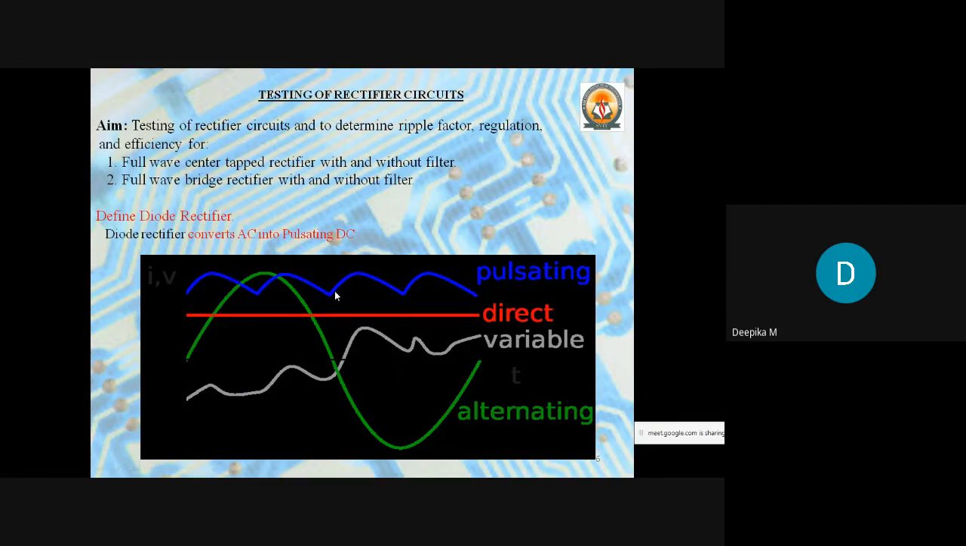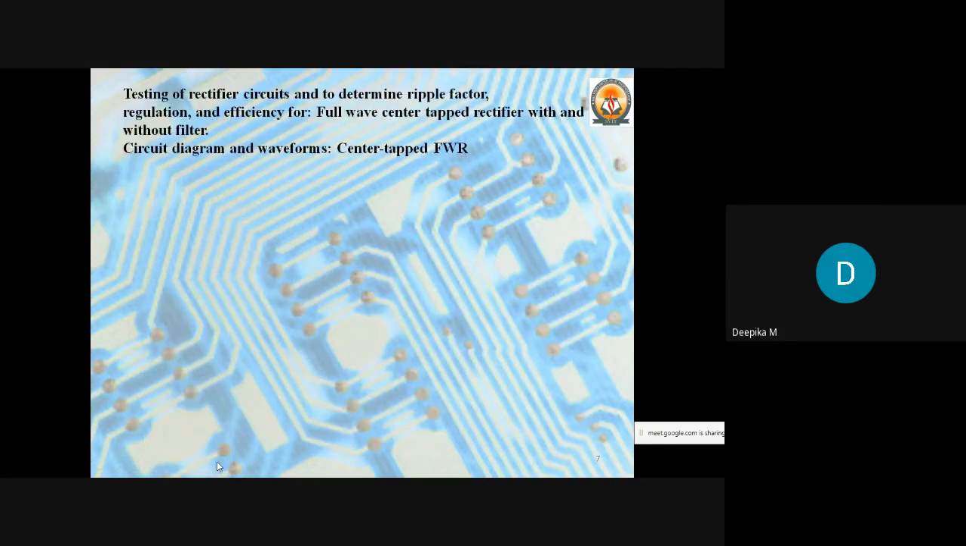Therefore, usually the pulses will be present in the wave. So we call this a pulsating wave, and this is usually the variable wave. So this is nothing but the diode rectifier. Now we will be studying the center tap full wave rectifier.